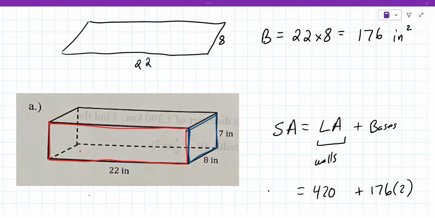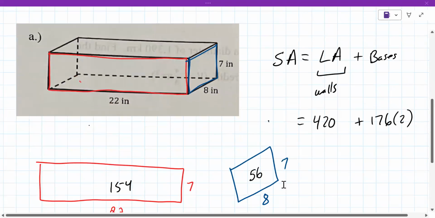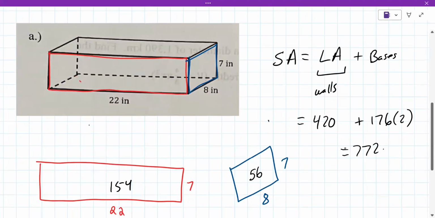So 420 plus 176 times 2, right? 772. Okay. What's the unit of area? 772 inches to what power? It's an area, not a volume. Squared.